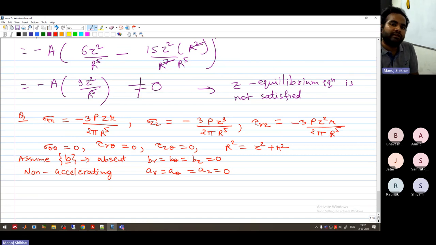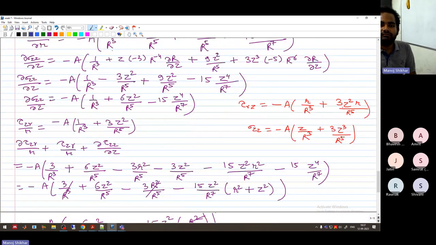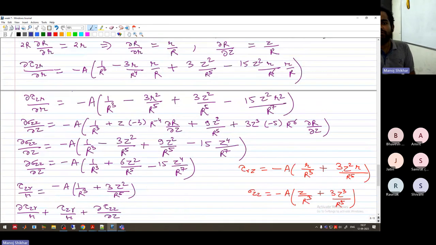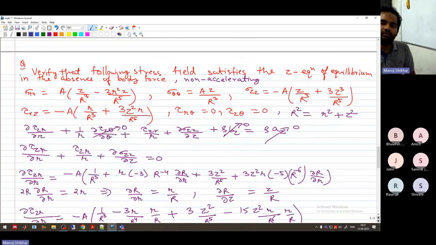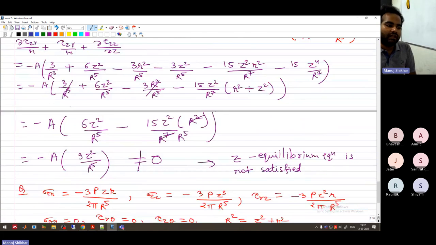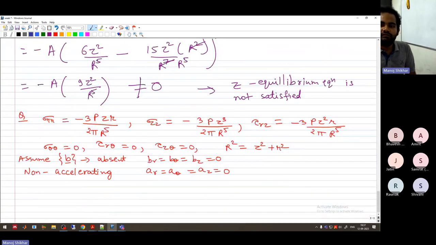Now, there is one thing I'd like to highlight in this question. You can see that the sigma theta, tau r theta, and tau z theta are 0 actually. This means that this is a plane stress condition in the r theta z coordinate system. So again, we will follow a similar procedure. Last time we did it for the z equilibrium equation only. In this case, we will have to check other equilibrium equations.